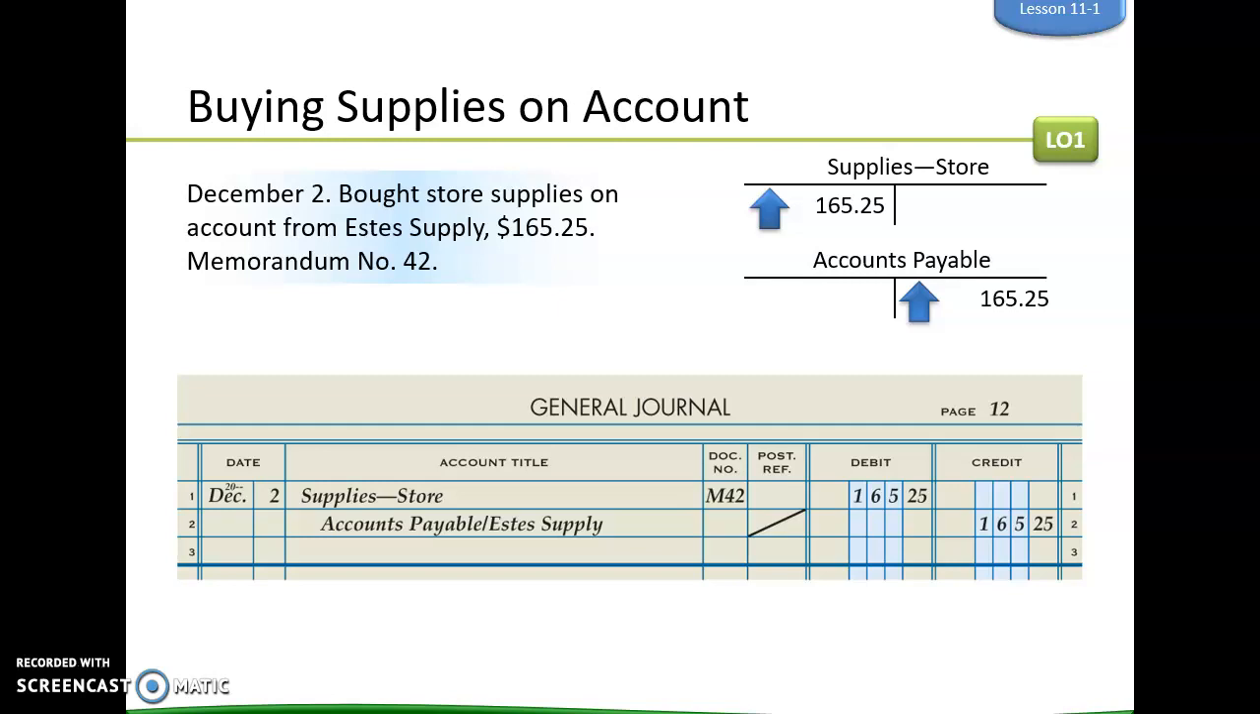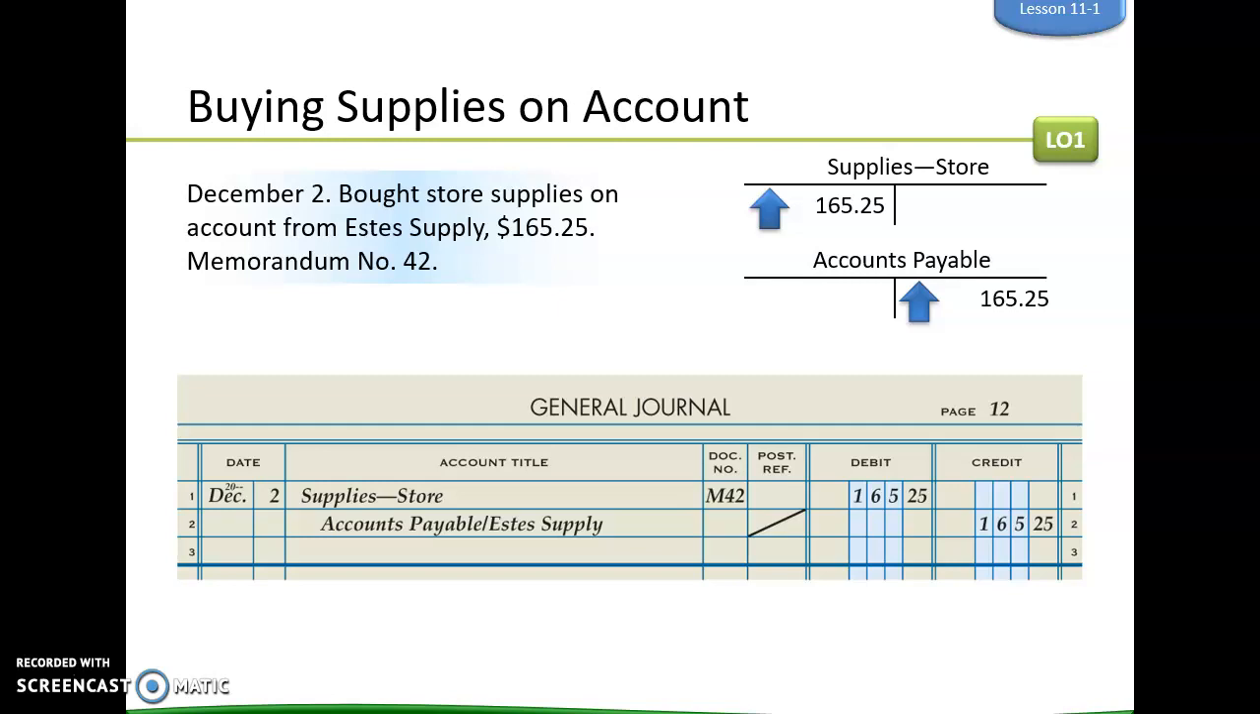So you would debit supplies-store, and credit accounts payable, Estes Supply. And remember, we have our main account for accounts payable, and then we have all those subsidiary accounts. We want to make sure that we're charging it to the right account, Estes Supply, that way it only goes to that balance.